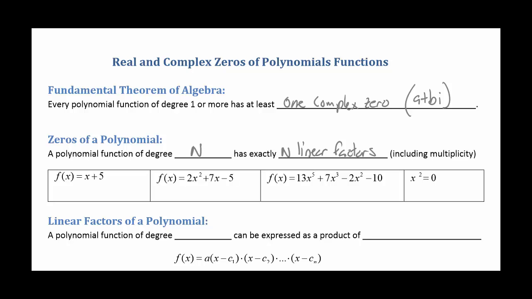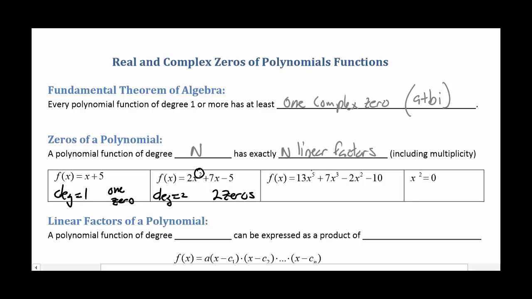How many zeros would each of the following equations have? In the equation f of x equals x plus 5, the question is really, what degree is it? Since it's linear, or first degree, that means there is at least one zero of some type in that equation. The second equation, f of x equals 2x squared plus 7x minus 5. Looking at the highest degree, it's degree 2, so there could be 2 zeros.